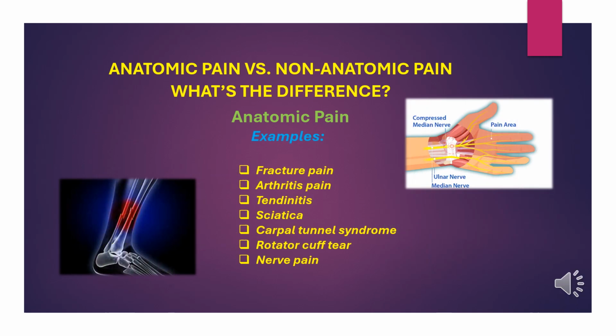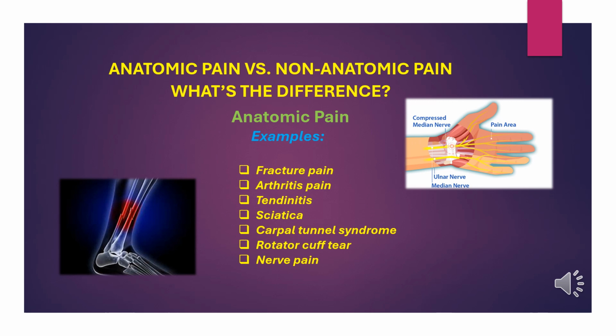Now, I'm providing several examples of anatomic pain for you. Let's talk about fracture. First of all, the pain resulting from a broken bone. It's usually sharp and localized to the area of the fracture. Also, arthritis pain. This pain is due to an inflammation of the joint. This can cause stiffness, swelling, and discomfort in the affected joint. Tendinitis. Pain is caused by an inflammation of a tendon, often due to overuse or injury. Common areas include the shoulder, elbow, and wrist, and we think of CT injuries here.